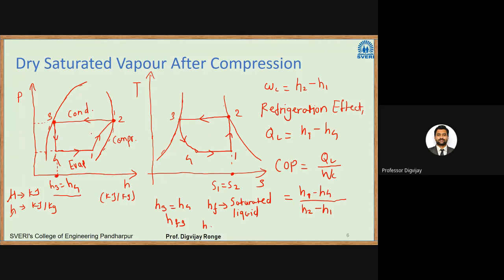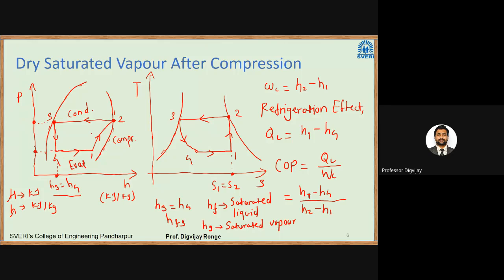If I take Hg, Hg is nothing but the enthalpy of saturated vapor. Saturated vapor. Okay. So if I want to know the enthalpy at point 4, simply I have to calculate what will be the enthalpy of saturated liquid at condenser pressure. So here we have condenser pressure, and here we have evaporator pressure.